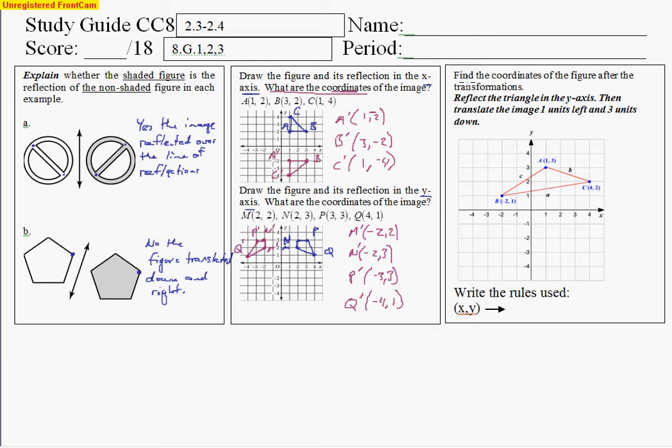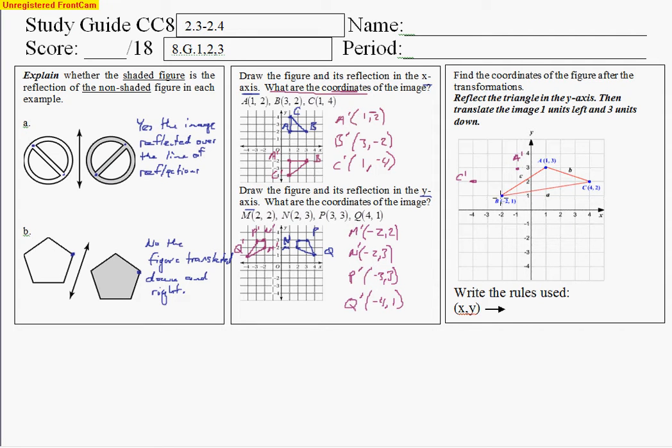Well, the next problem says find the coordinates of the figure after the transformation. So we reflect the triangle across the y-axis. And so we see that this point here looks like 4 spaces over, so 4 spaces on the other side. And I'll call that C prime. And then B prime is going to be 1 space from it, so 1 space over, so there's B prime. Actually, I was looking at this and saw that as a B, so let's fix that right now. That is an A prime.